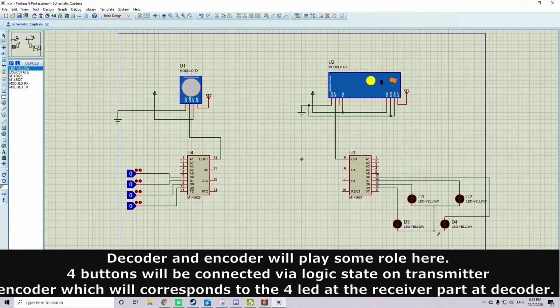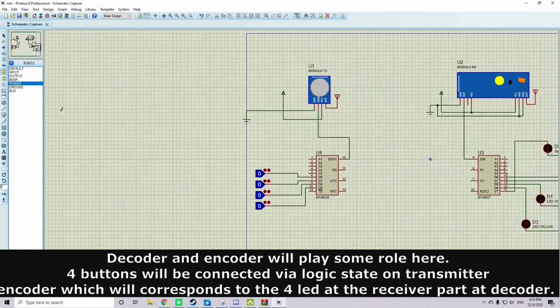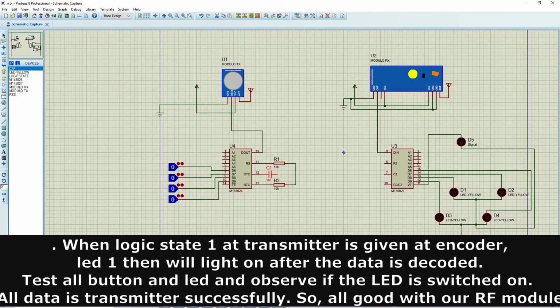4 buttons will be connected via logic state on the transmitter encoder, which will correspond to the 4 LEDs at the receiver part at the decoder. When logic state 1 at the transmitter is given at the encoder, LED 1 will then light up after the data is decoded. Test all buttons and LEDs and observe if the LED is switched on. All data is transmitted successfully, so all good with our RF module.